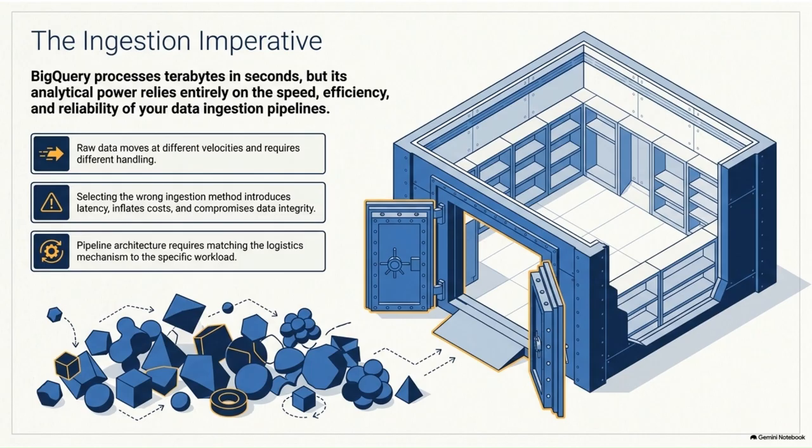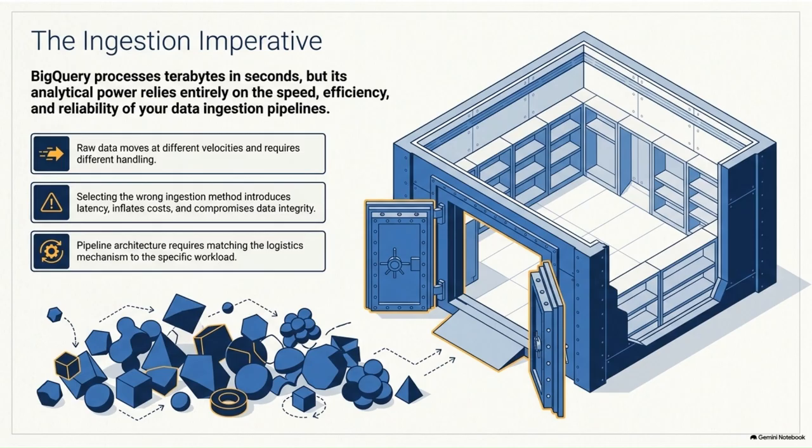What do we mean by this? Raw data, as we know, can be in any format: CSV, API calls, Parquet, Spark load, Spark streaming, Kafka, CDC, anything. But it depends upon the way we load it. So the ingestion imperative explains the way we approach the ingestion mechanism. Pipeline architecture requires matching the logistics.